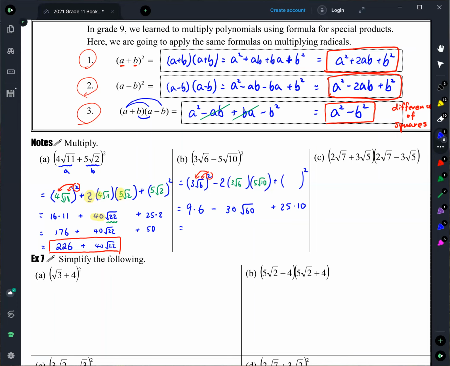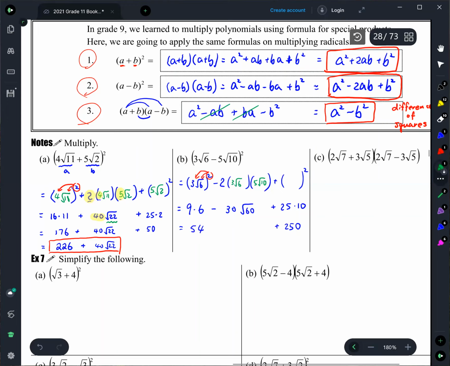Okay, now let's simplify this. 9 times 6 is 54, right? And then the last part is 250. Now for the middle part, this part, for the square root 60.